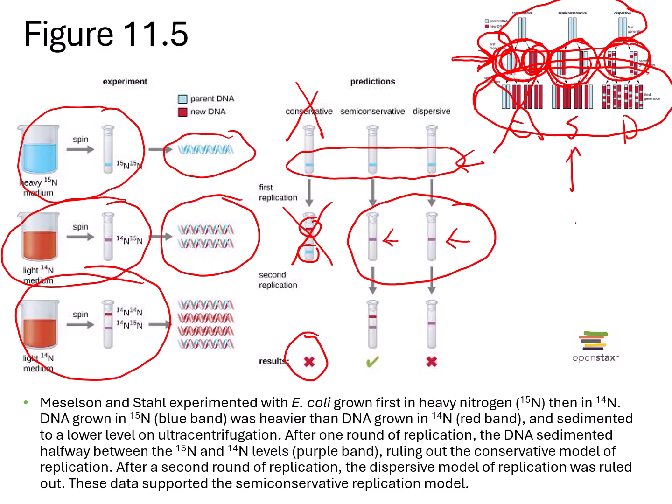If replication was semi-conservative, let me change colors because it's getting messy. If replication was semi-conservative, we would expect to see a hybrid band for those two DNA molecules and a light band for those daughter molecules. And that would look like this, the hybrid and the light band.